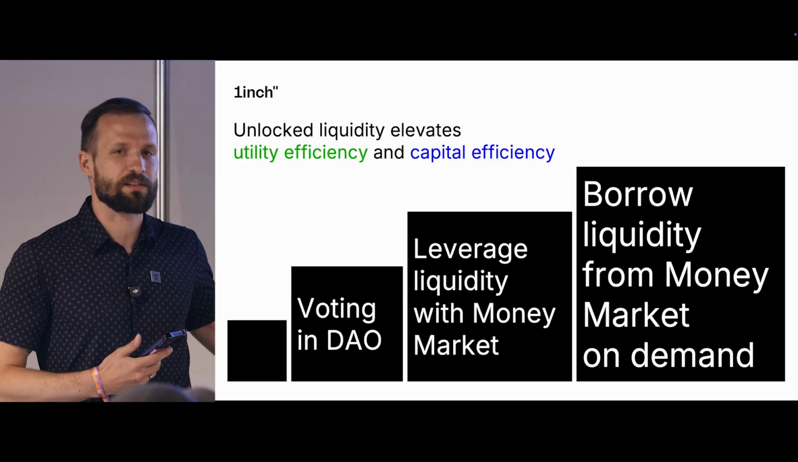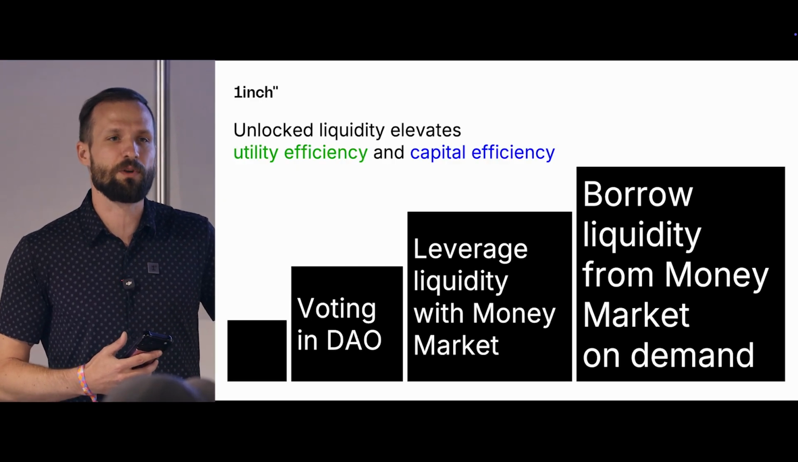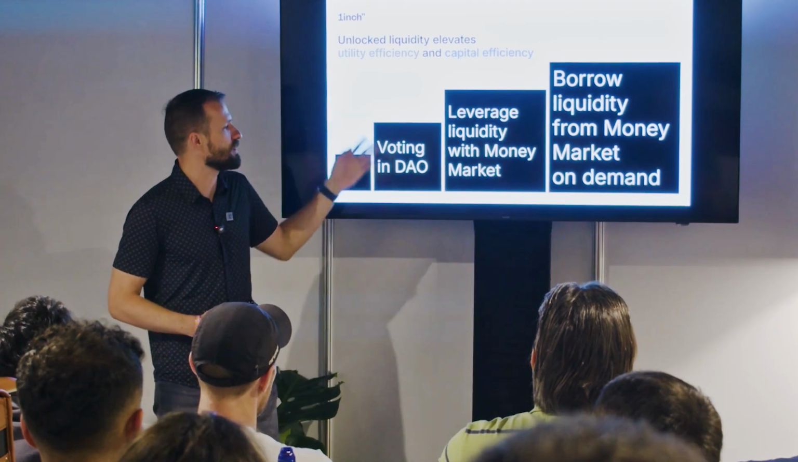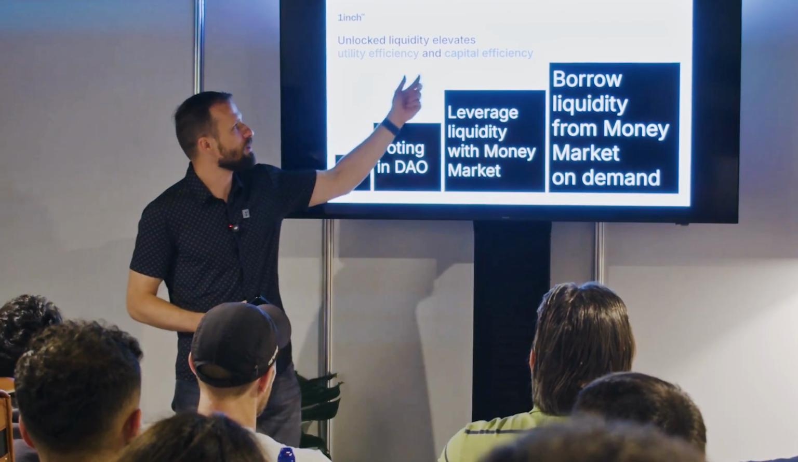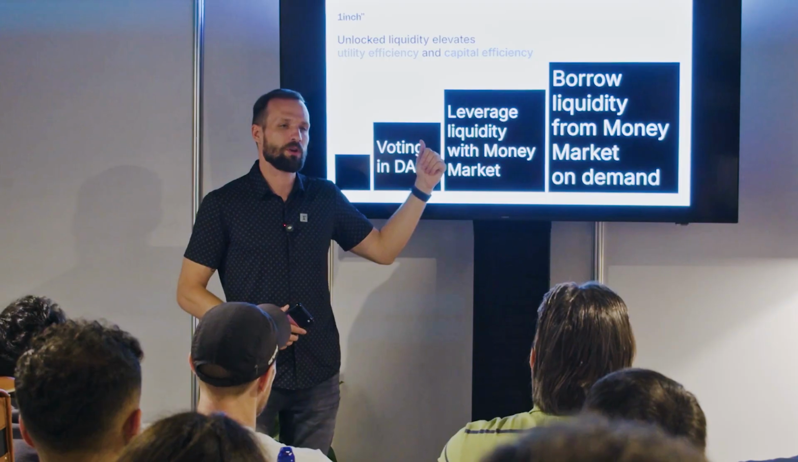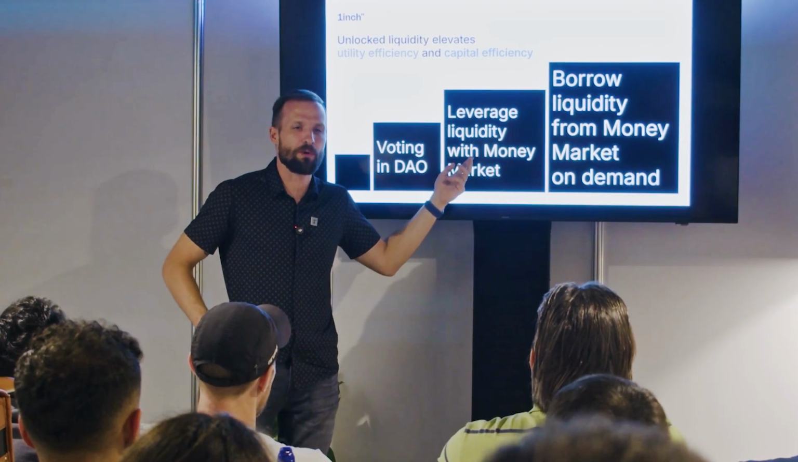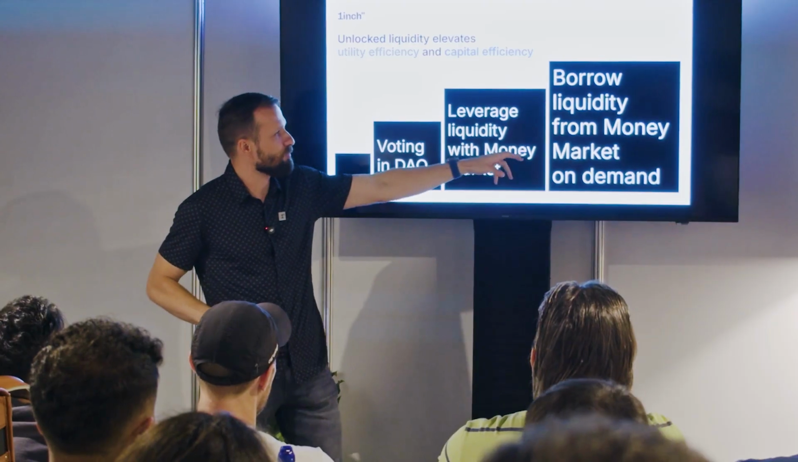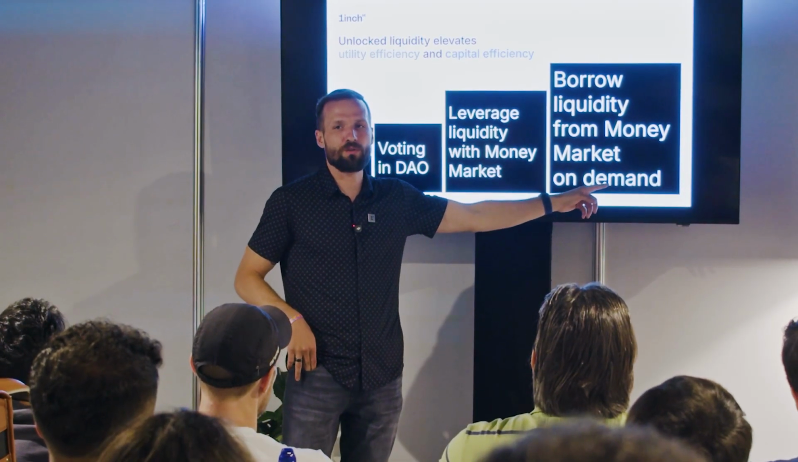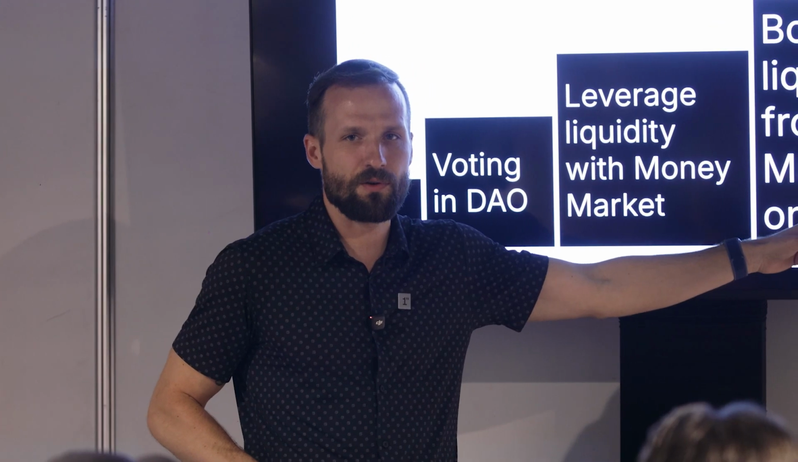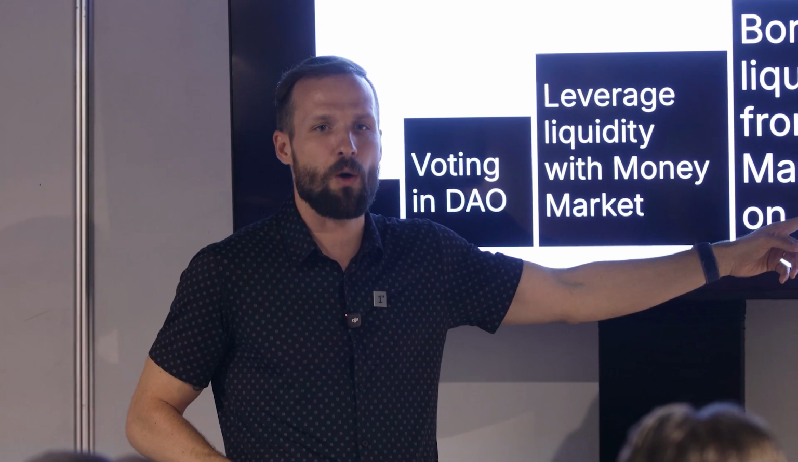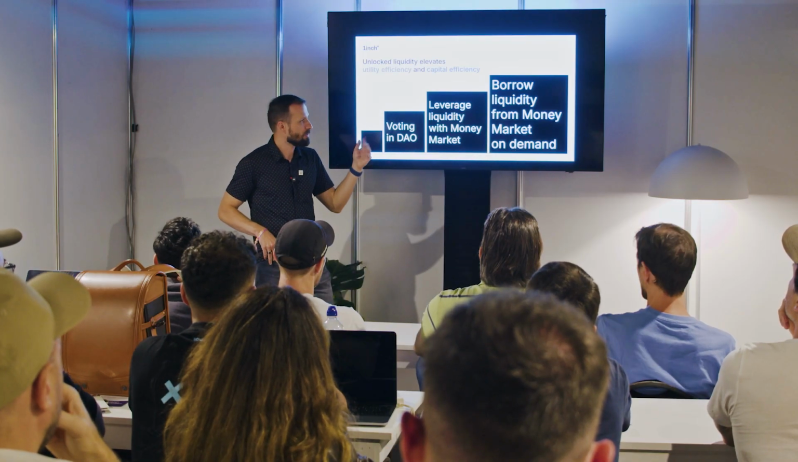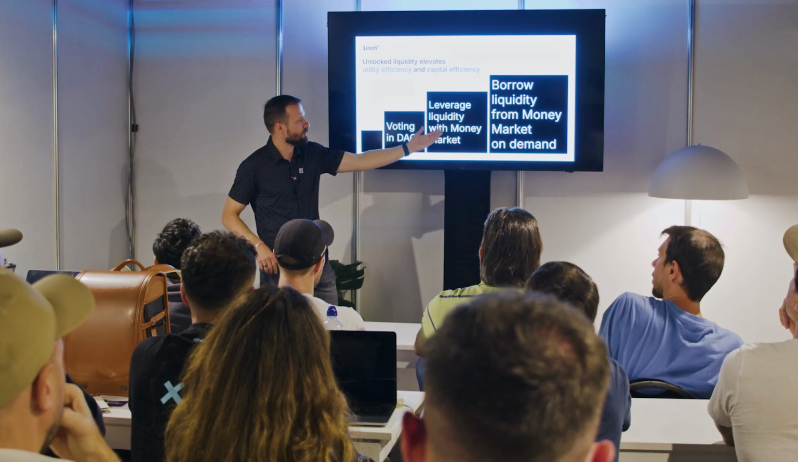It was about shared access, but unlocked access also means that you could elevate your efficiency. It could be utility efficiency if you vote in a DAO. Or this could also be capital efficiency, because you could leverage your money with a money market. I'll show this on the next slide. And you could also borrow liquidity from a money market on demand. If anyone remembers, there was a project, Black Hole Swap. It was borrowing liquidity on demand during the swap. So now it's possible within Aqua.